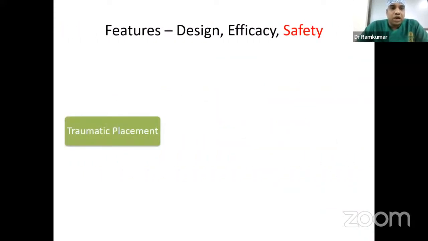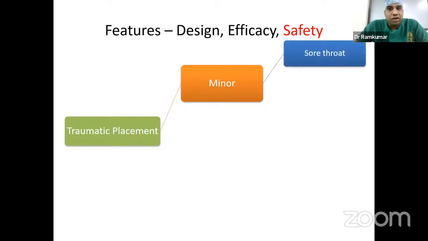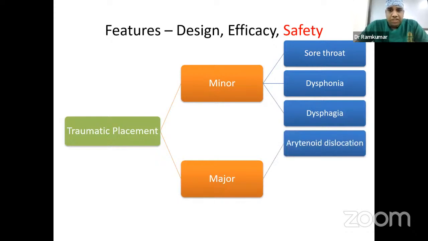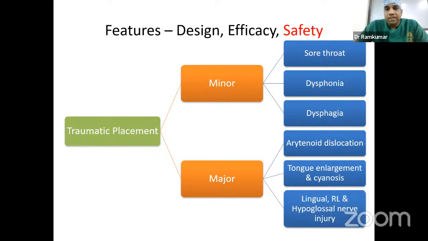So next is traumatic placement. If there is a traumatic placement or a difficult insertion, there are going to be complications. The minor complication will be a sore throat. If the device is placed for a longer period, or the cuff is inflated to more than 60 centimeters of water, the chance of mucosal injury is also high, as is the chance of dysphonia and dysphagia. And if there is a difficult placement or prolonged usage with a prolonged high-pressure cuff, then arytenoid dislocation, tongue enlargement and cyanosis can occur, as can lingual, recurrent laryngeal or hypoglossal nerve injury. This should be kept in mind.